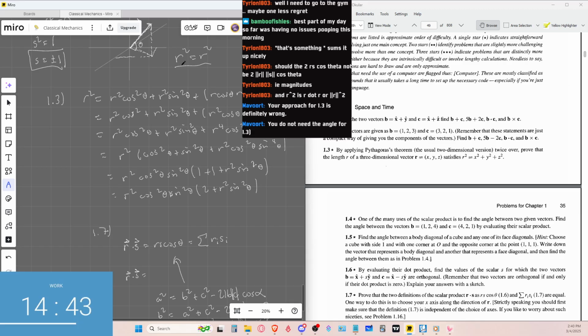Because it says, prove the length of r satisfies r squared equals whatever we have here. That's what I thought the 1.3 is.